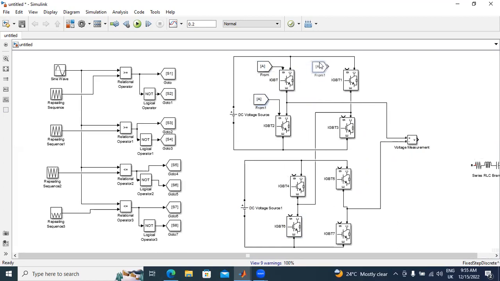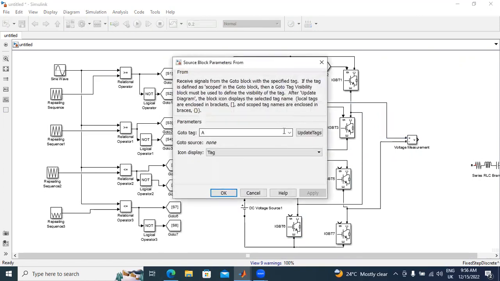In my previous videos, I explained how to use the From block and Goto block. If you want to learn how to use the From block and Goto block, you can search in my YouTube channel playlist, Simulink videos.